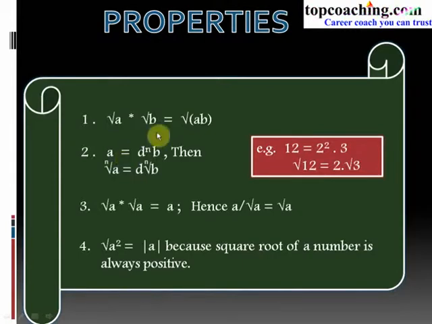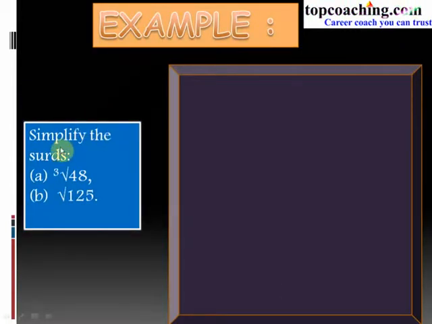Now these were some of the very important properties regarding the surds. So let's solve an example. Simplify the surds. The first is cube root of 48 and the second is under root of 125. So we have to simplify these expressions.